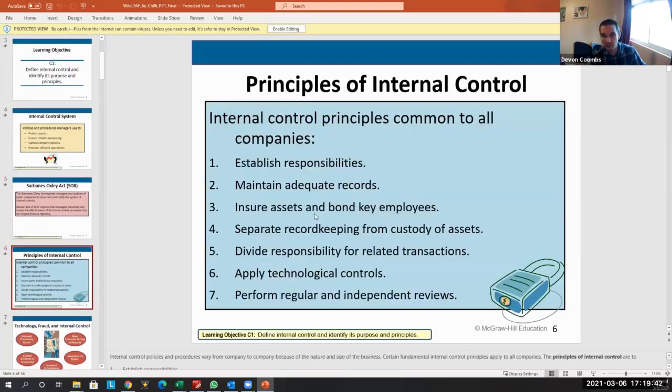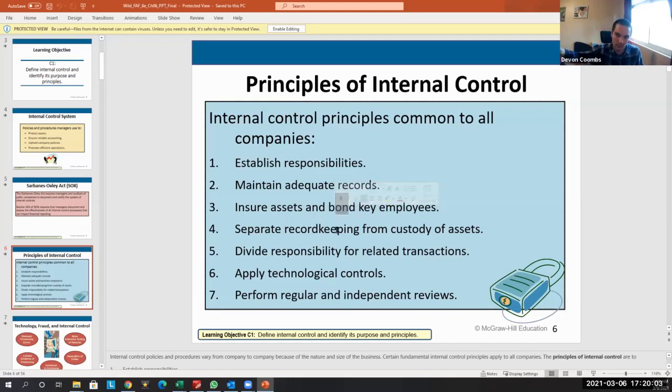So what are the principles of internal controls? Principles of internal controls are common to all companies. We need to make sure that each person has a responsibility and they're established, that we have records of all of the transactions, that anything that has a risk, we have some way to mitigate that risk, which includes insurance or even insurance or bonds for key employees.